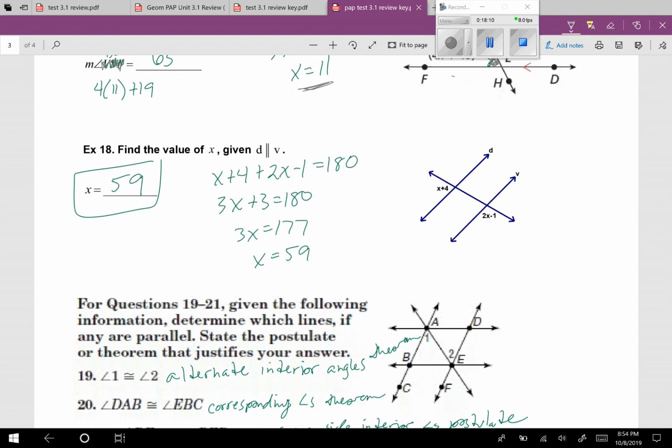Okay, question 18. It says find the value of x given that D is parallel to V. Okay, if I have these angles here, and you can go on ahead and color. So all the gray angles are congruent. So I have this x plus 4 and this 2x minus 1. One is gray, one is not. So they should add up to 180. Solve this for x. You get x is 59.